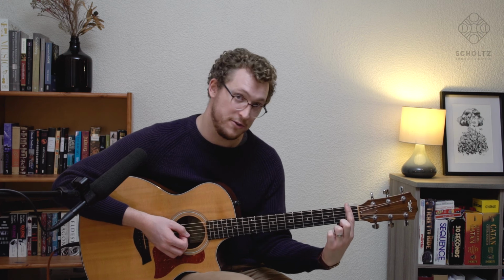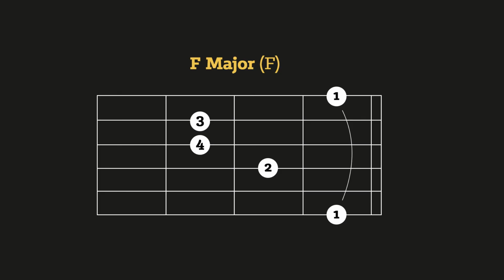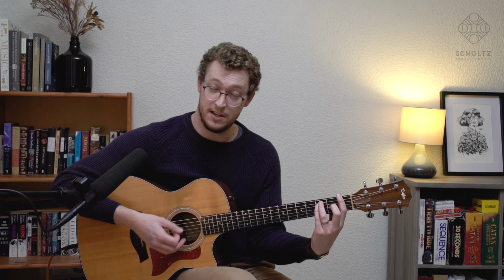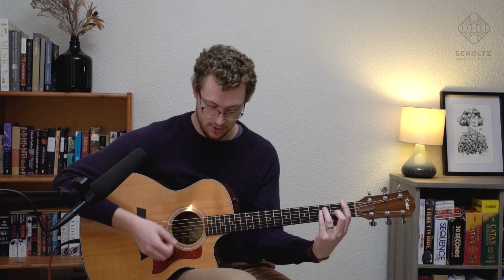So I'm going to put my first finger down there and press down nice and hard so the sound will be clear. And then it's telling me to put my third finger, that's my ring finger, on the 3rd fret of the A string. It's telling me to put my 4th finger, or my pinky, underneath my ring finger on the 3rd fret of the D string. And then it's telling me to put my 2nd finger on the 2nd fret of the G string. And this is F major. Again, remember, I can strum all the strings with this chord.